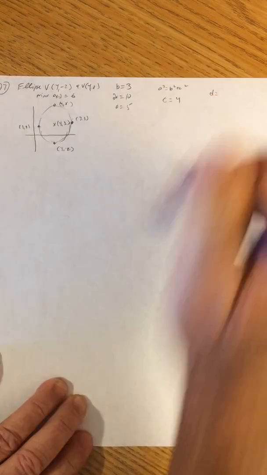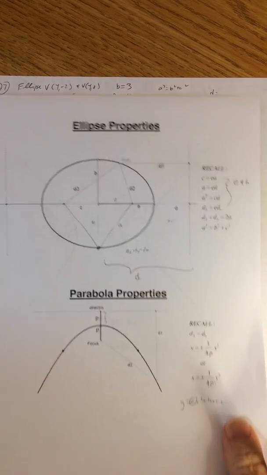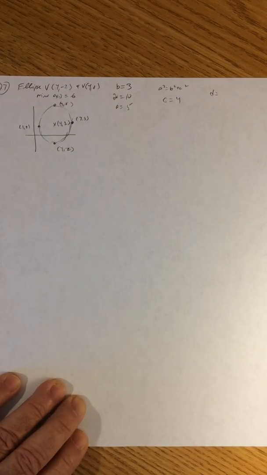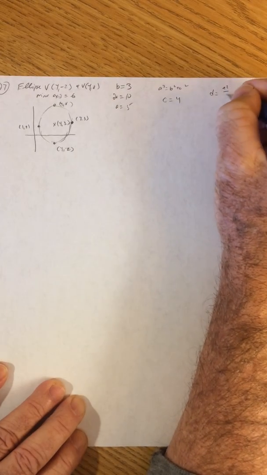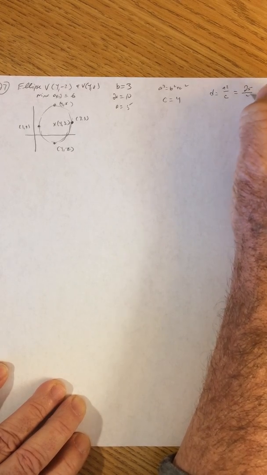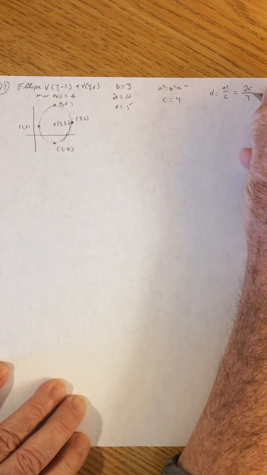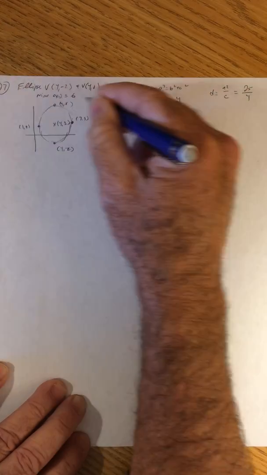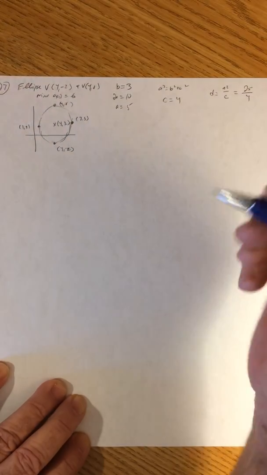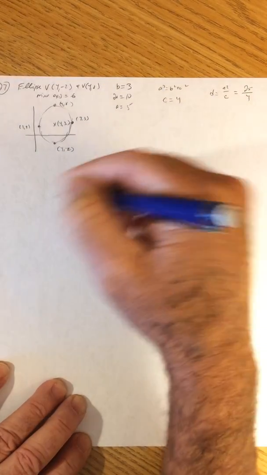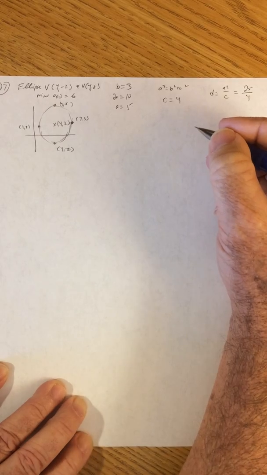Now d, if you look at the properties, a squared is equal to cd. That can easily be isolated for d. d is a squared over c. So d is 25/4. Now 25/4 is longer than 5, so these directrices, of course, are outside of the ellipse. And I plotted those yesterday on Desmos, so you can do that if you want, but I don't think it's necessary. You should realize that.